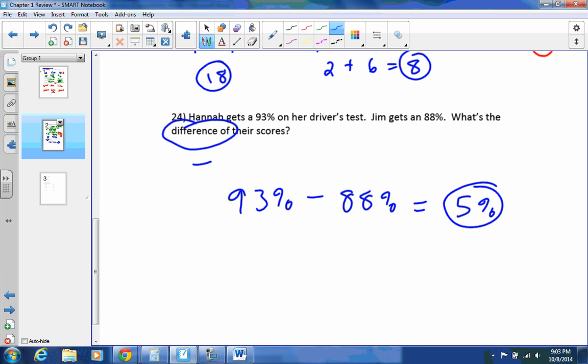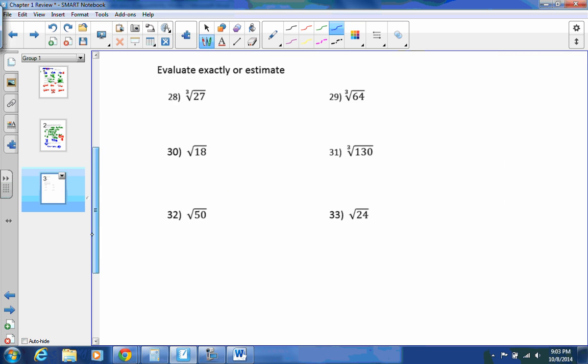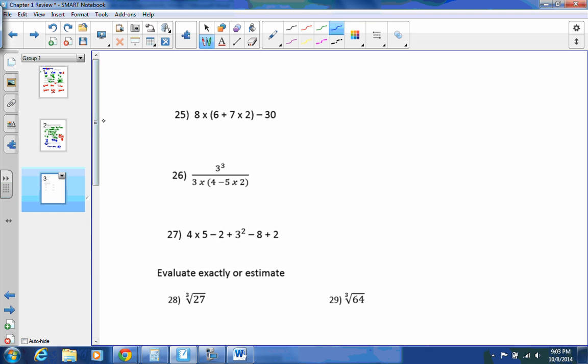Hannah beat Jim by 5%. All right, third page. Let's finish up strong. We'll do a couple order of operations problems.